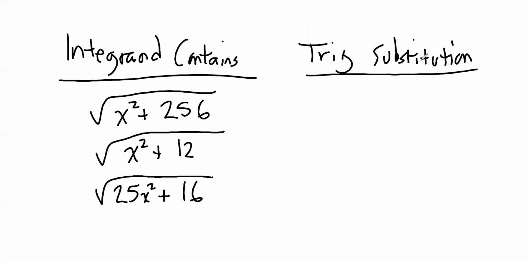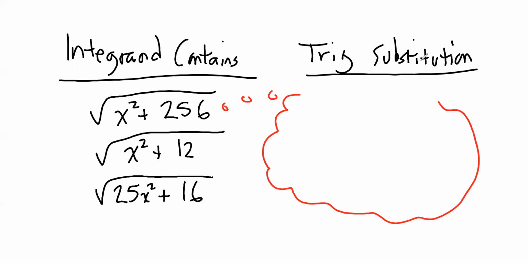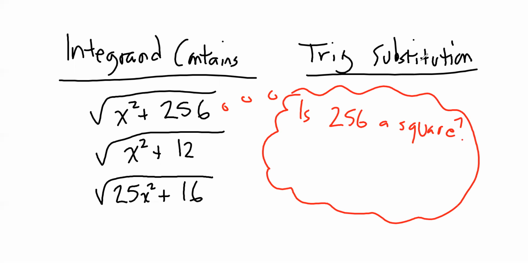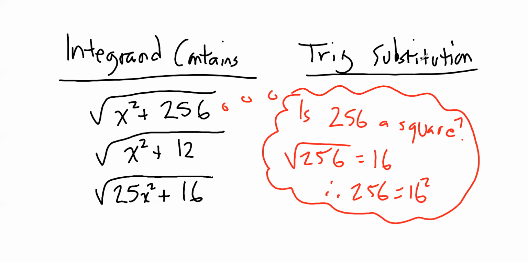Let's say the integrand contains the square root of x squared plus 256. Now, you may or may not recognize 256 as a perfect square, but this kind of prompts what I call a thought cloud. This is what you would think, not what you would write. Is 256 a square? Well, the easiest way to see if a number is a square is to square root it using the technology of your choice. If you were to square root 256, you would get exactly 16. Therefore, you could conclude that 256 is 16 squared. And again, you can just think this and do this in a calculator.